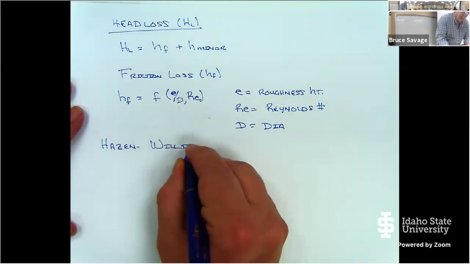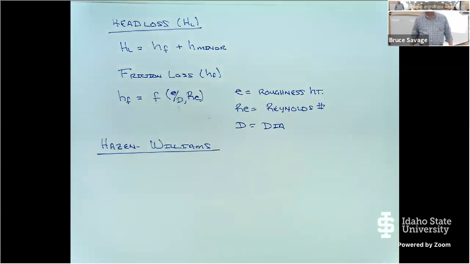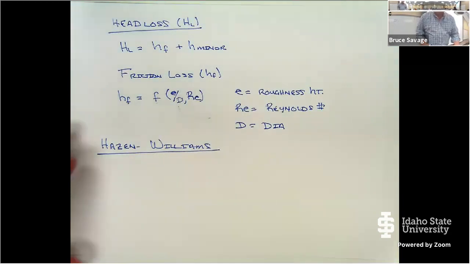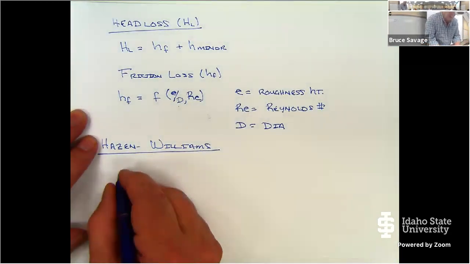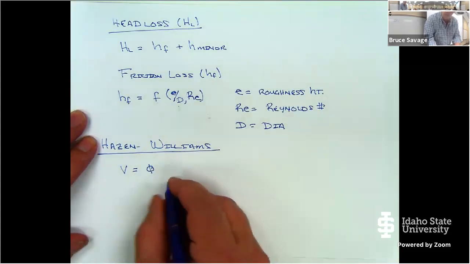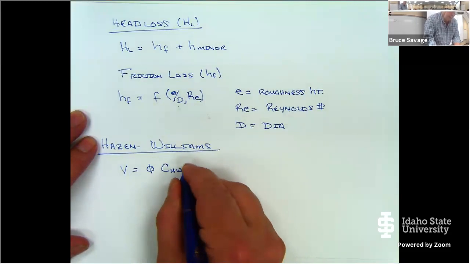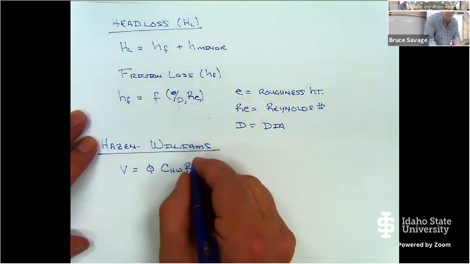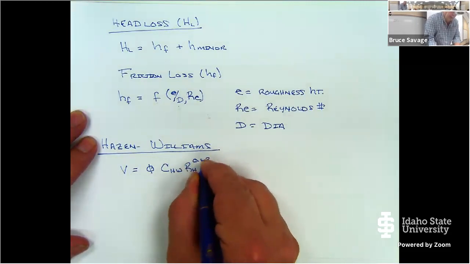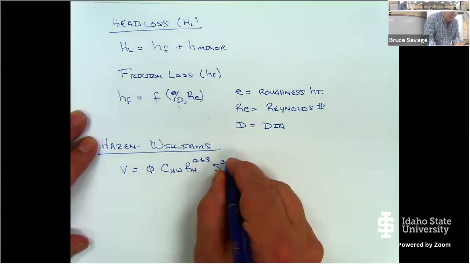But you need to be familiar with it because you'll see it in reports. You will see it in studies. The Hazen-Williams equation tells us that the velocity is equal to phi times C sub HW times R sub h raised to the 0.63 times the slope raised to 0.54.